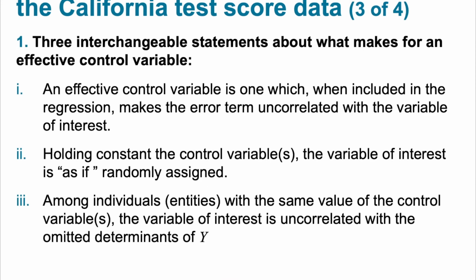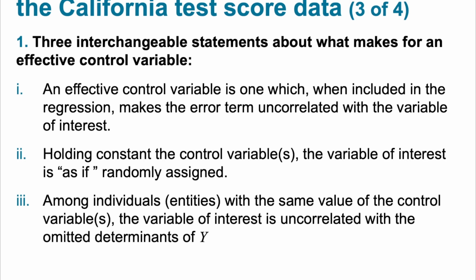So, including control variables, there are 3 interchangeable statements about what makes for an effective control variable. 1. An effective control variable is one which, when included in the regression, makes the error term uncorrelated with the variable of interest. Now that's huge, right? Because once the error term is uncorrelated with the variable of interest, then the OLS estimate of the coefficient on the variable of interest is unbiased, does not suffer from omitted variable bias.